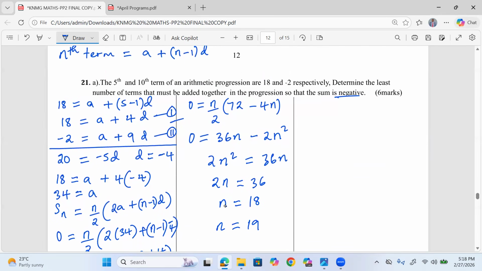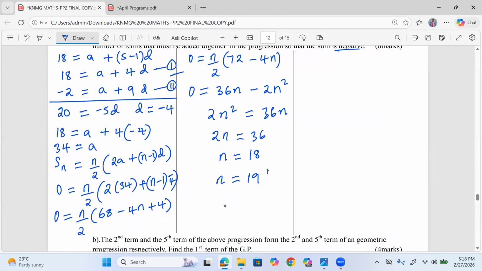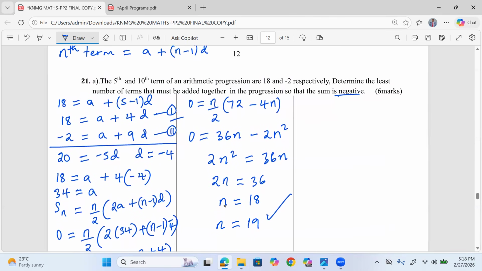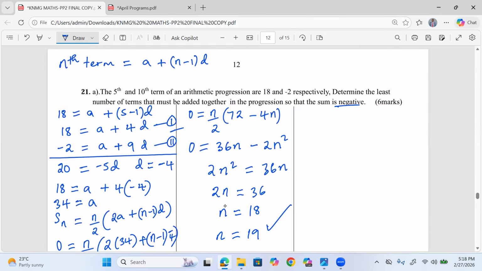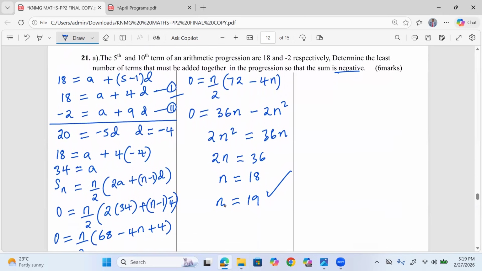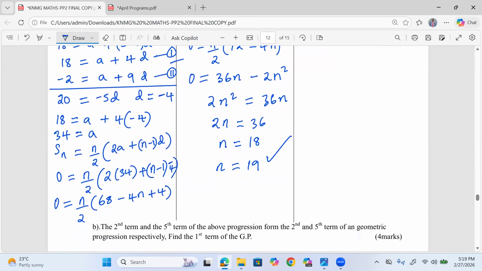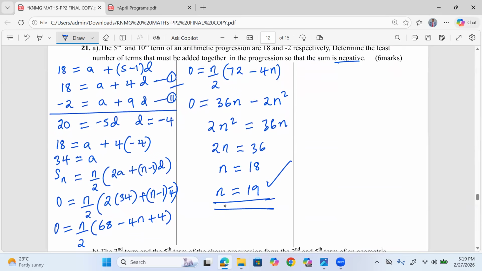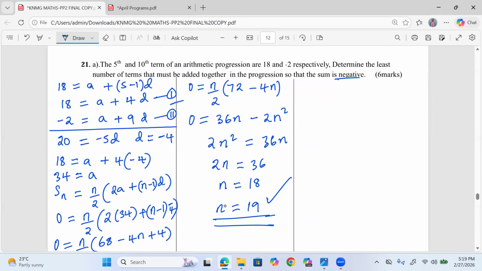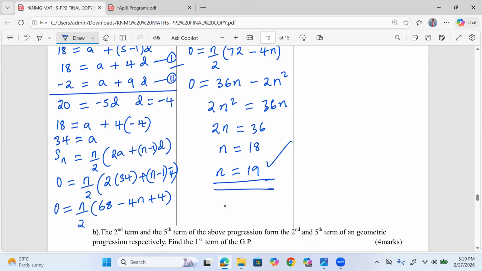At least 19 terms. So 19 terms is what will give us a negative sum. 19 terms is the final answer. That is what will give us a negative sum, because exactly 18 terms are taking us to a sum of 0, meaning that onwards, the sum will become negative.